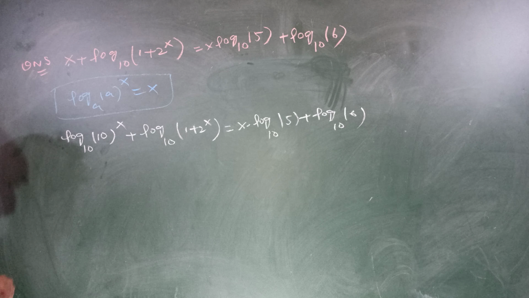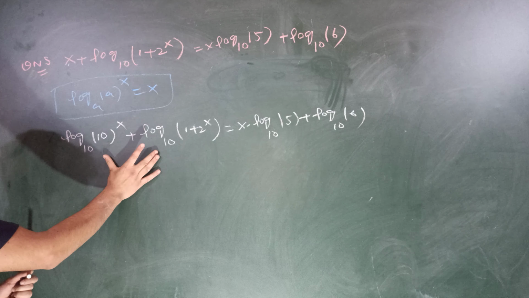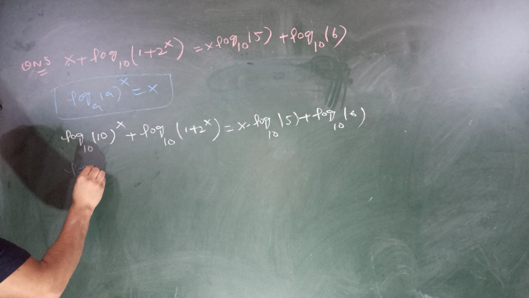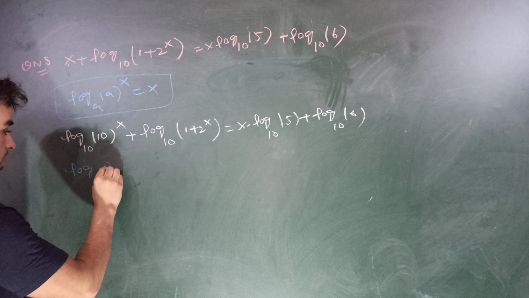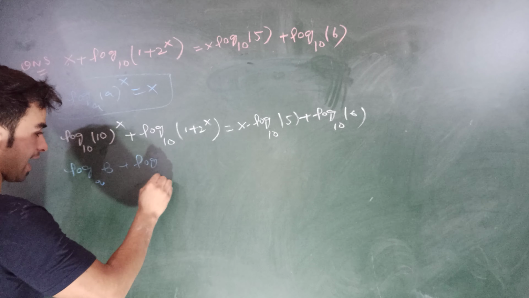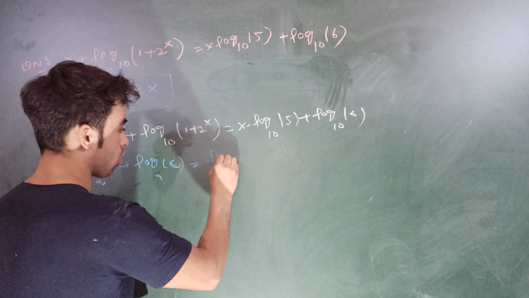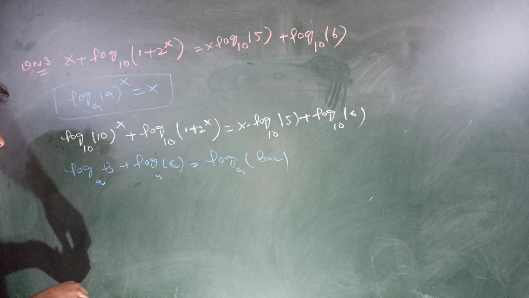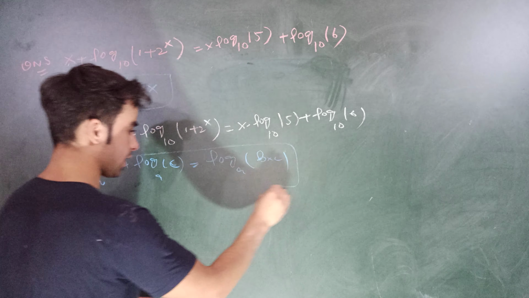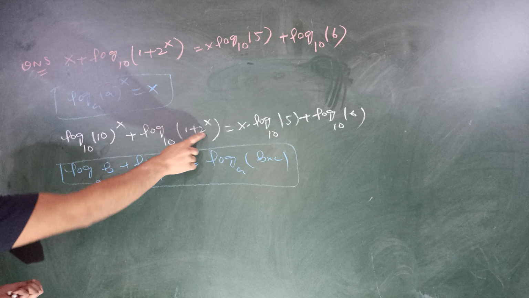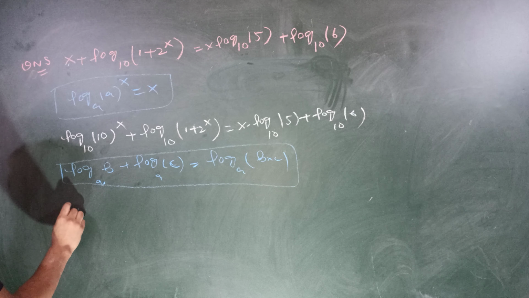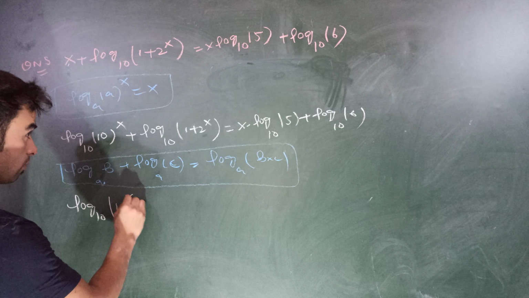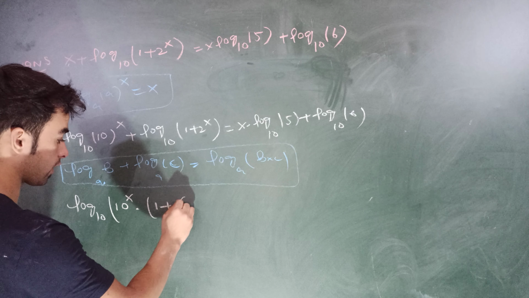Now what I'm going to do next is apply a property of logs that says if I have log of a b plus log of a c, for example, I can write it as log of a b multiplied by c. So using this property, I can sum the two up and the inner things will be multiplied together. So it becomes log base 10, and the inside things are 10 to the x for the first one, multiplied by 1 plus 2 to the power of x.